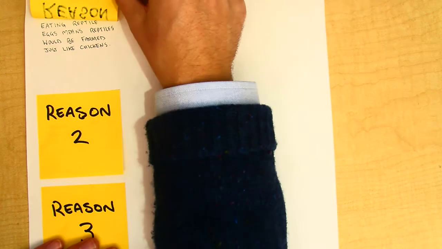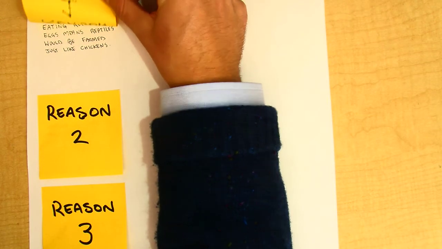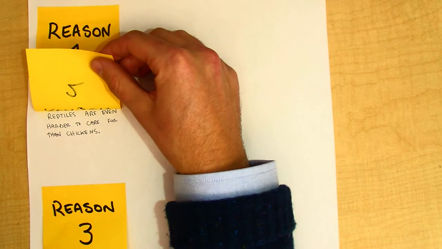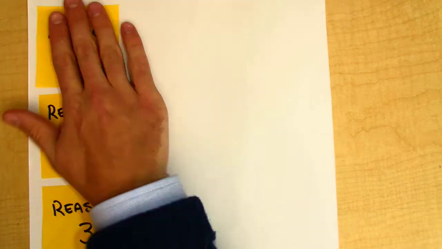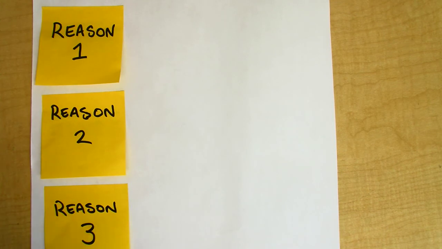My first reason is that eating reptile eggs means reptiles would be farmed just like chickens. And my second reason was that reptiles are even harder to care for than chickens. I'm not going to show you my third reason because I'm going to save the good stuff for later.